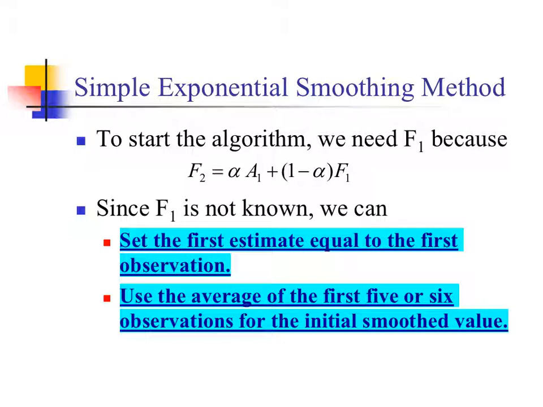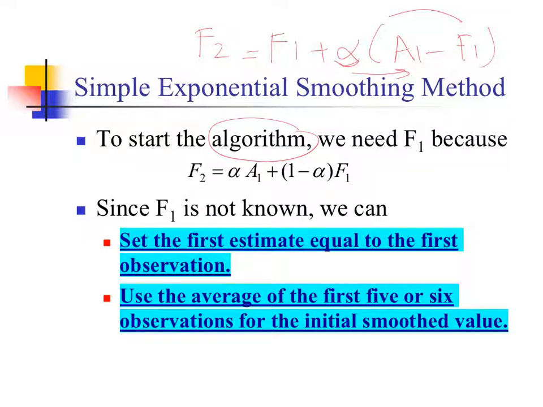So, to start the algorithm, let's first write the simple exponential smoothing model, the way we learned to forecast for period 2. What we have learned by now, in algebraic form: I need the forecast in period 1 plus alpha times the error that I made in period 1. This is the error, and alpha is going to weight that error. And we are going to update the first period's forecast with that error.